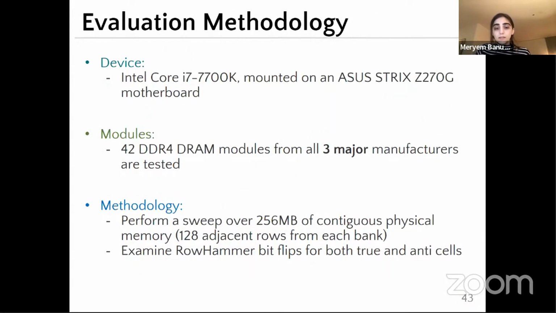TRRespass is evaluated with an Intel Core i7 device mounted on an Asus motherboard. 42 DDR4 DRAM modules from all 3 major DRAM manufacturers, currently representing around 95% of the market, are used during the evaluations. And to test TRRespass, the authors look for both 1 to 0 and 0 to 1 bit flips over 256 megabytes of physical memory.